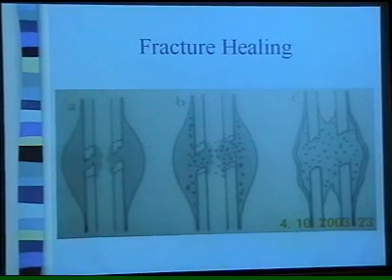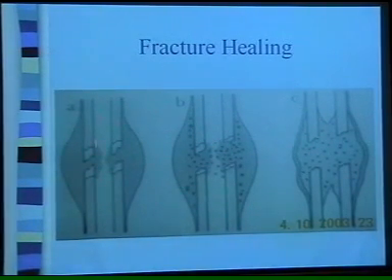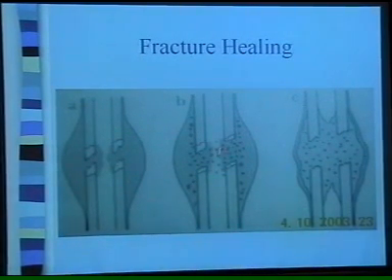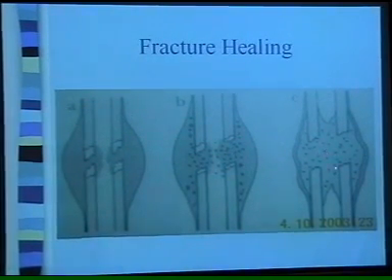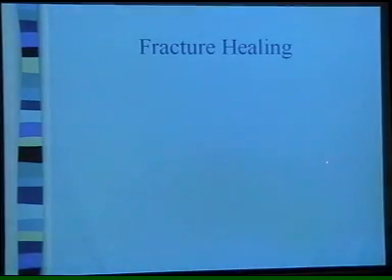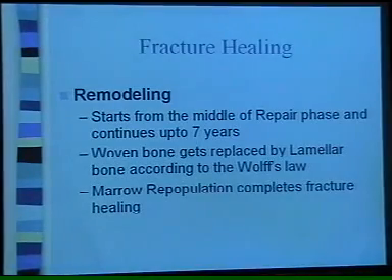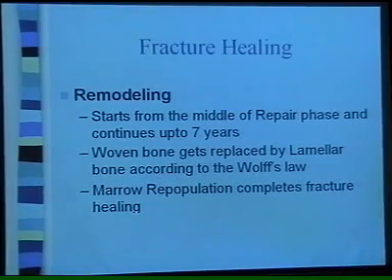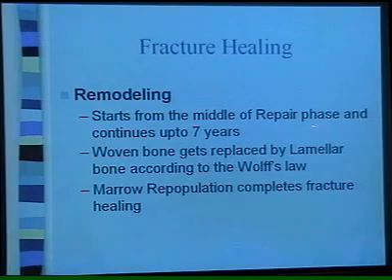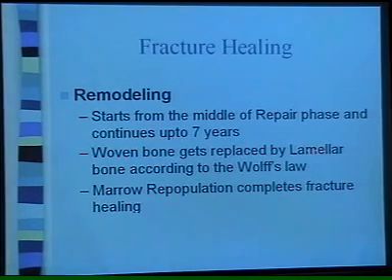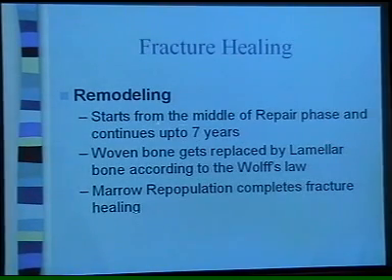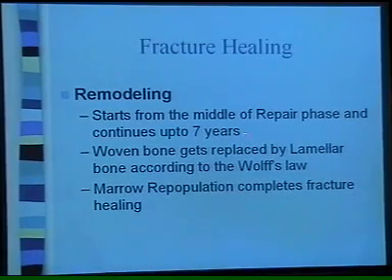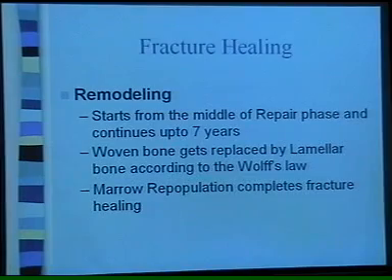And again, a summary as to what I've been saying. Fracture, hematoma, blood collecting around the periosteum, lots of cells coming in, settling down into the form of a fibrin clot, initial repair. Then the remodeling starts once the hard callus has been laid down. Remodeling starts from the middle of the repair phase, which is almost three weeks or so, and continues up to 7 years. So there is evidence of a fracture on a bone up to 7 years.